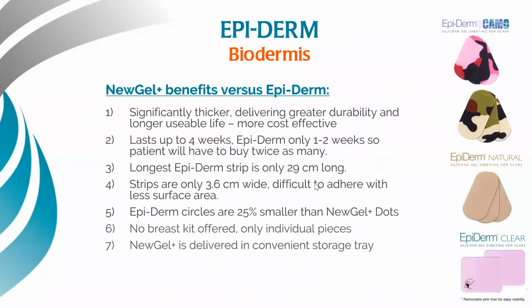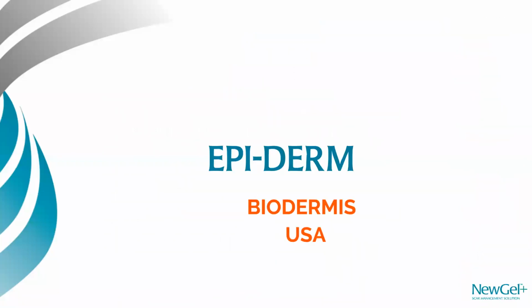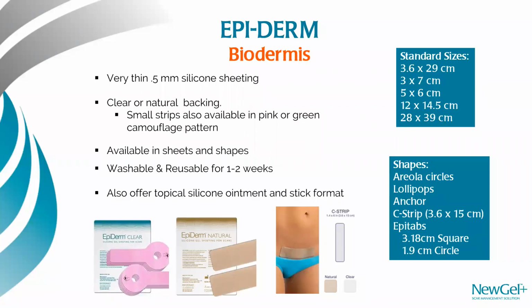Okay, so we are on to Epiderm, which is another American company called Biodermis that is one of our competitors here in the US as well. It's very, very thin sheeting. They do offer two backings: a clear or a natural backing. Natural is what they call their beige fabric backed product. They also have some small strips that are available in a pink or green camouflage pattern geared more towards children, trying to make it fun for kids to wear the product.